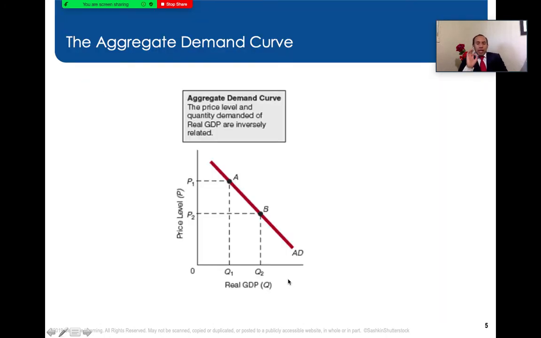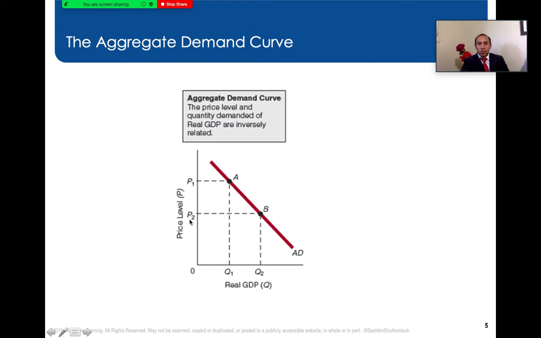Now, at the very basic level, we have the graphical illustration, the price index or the price level on the vertical axis, the real GDP on the horizontal axis. I'm going to refer to real GDP here, more specifically, consistently as real GDP, just so that we don't confuse this with the traditional law of demand, which is just quantity and price. At price level 1, the real GDP demanded is real GDP 1.